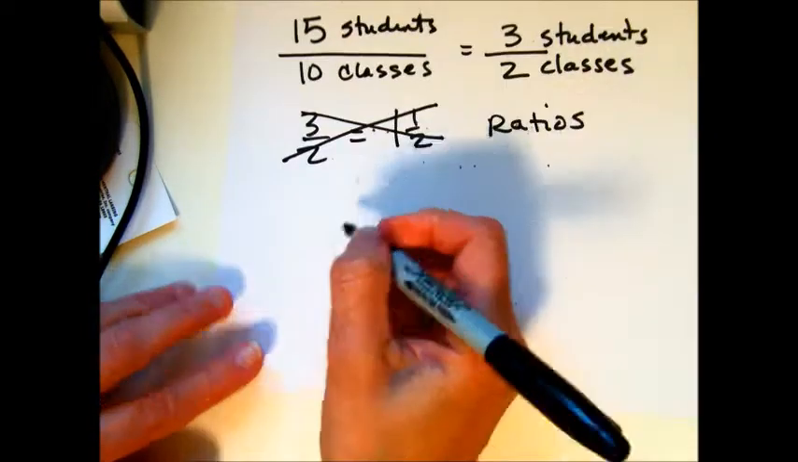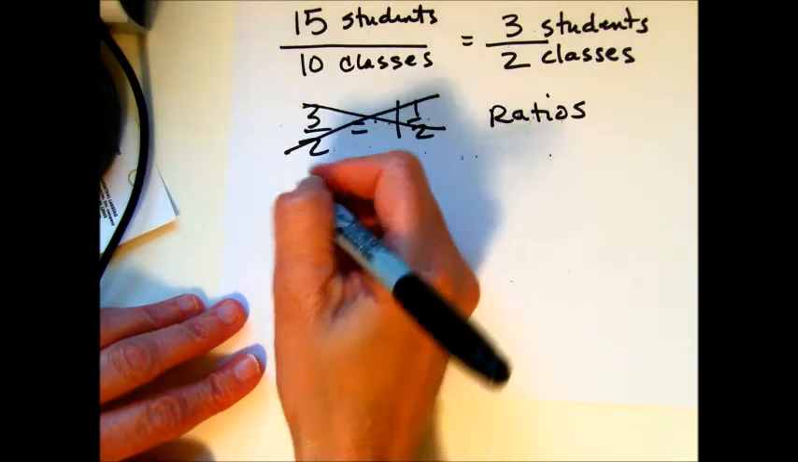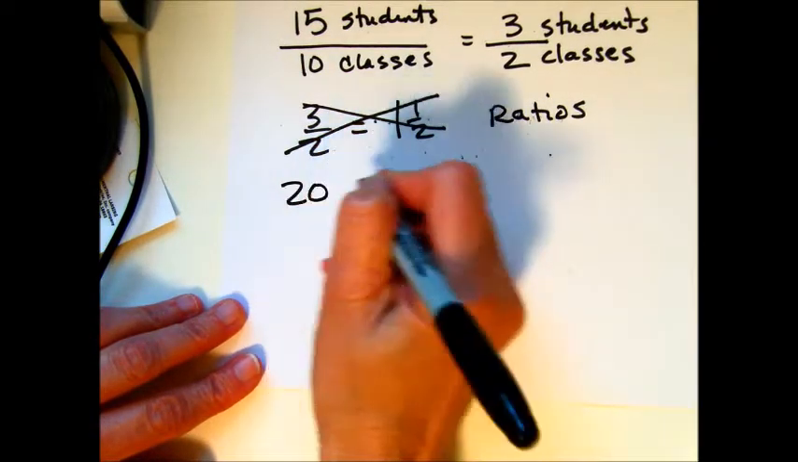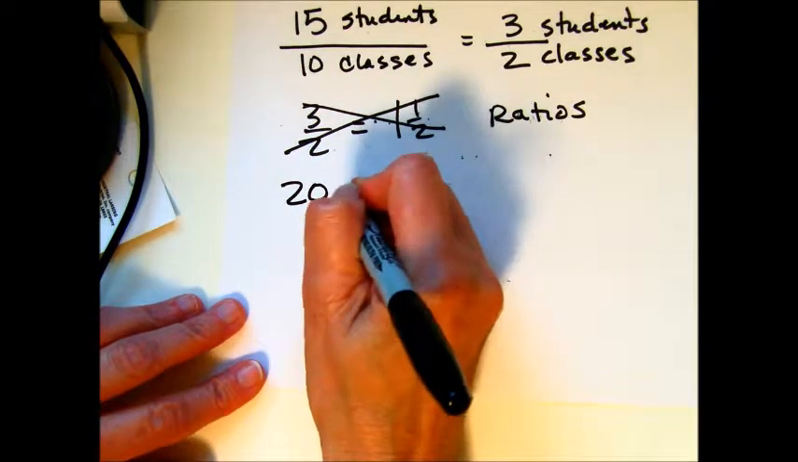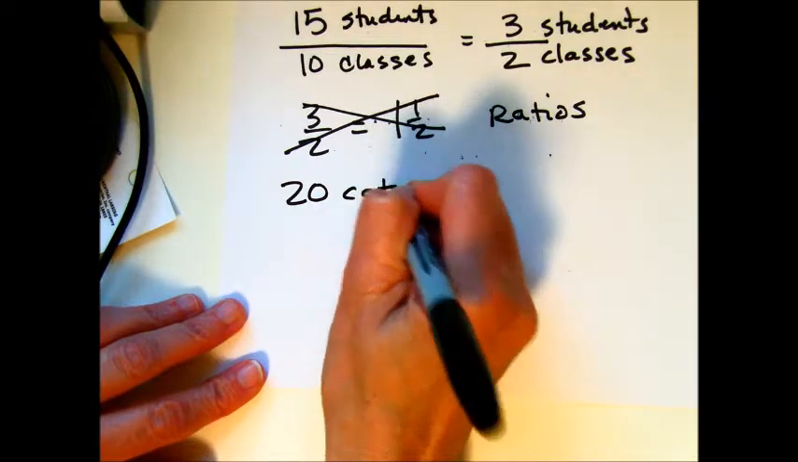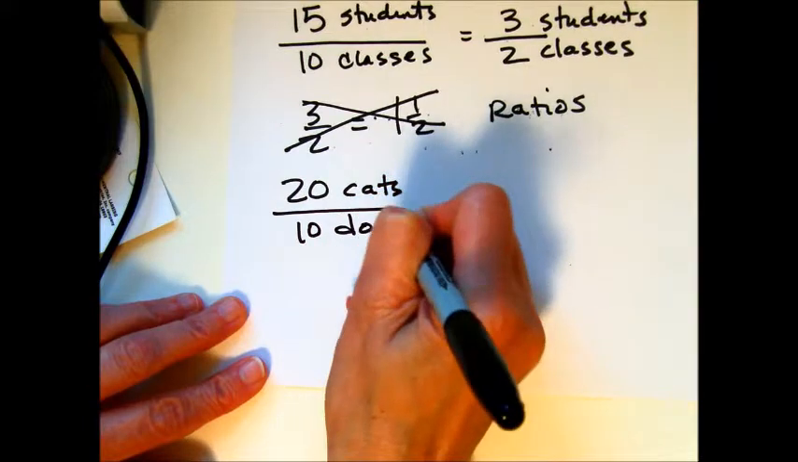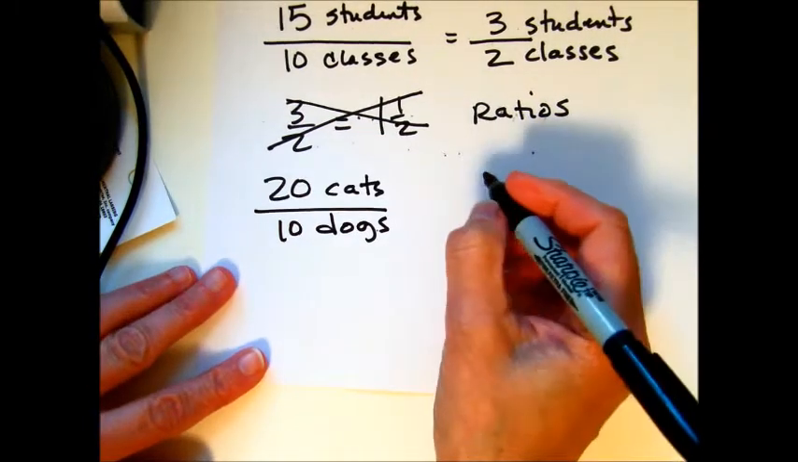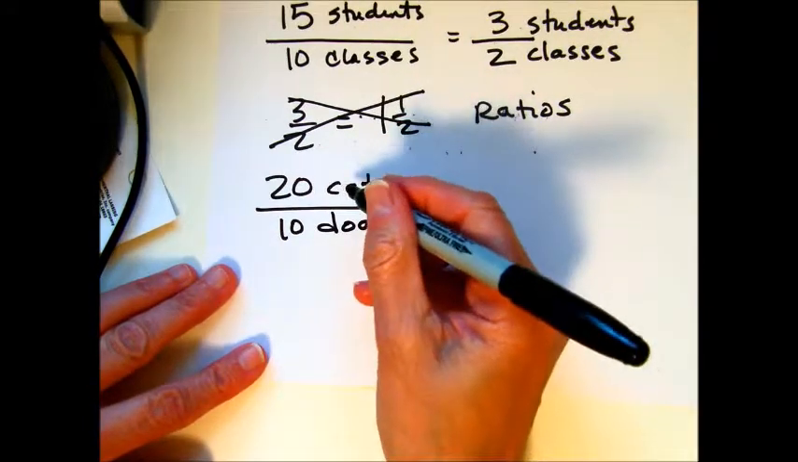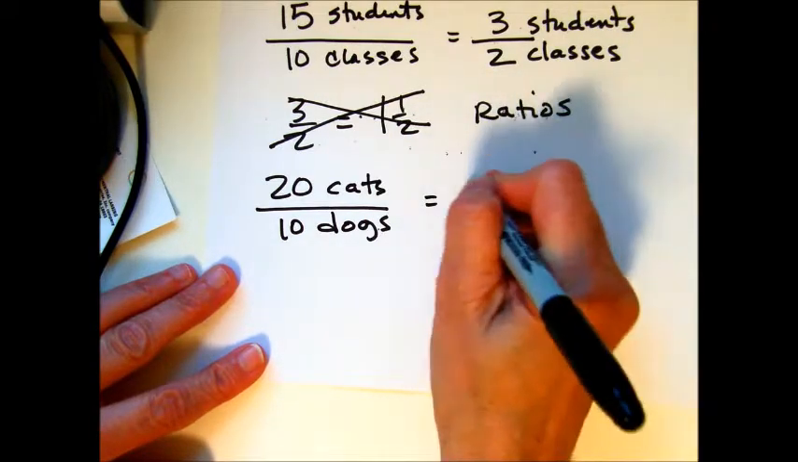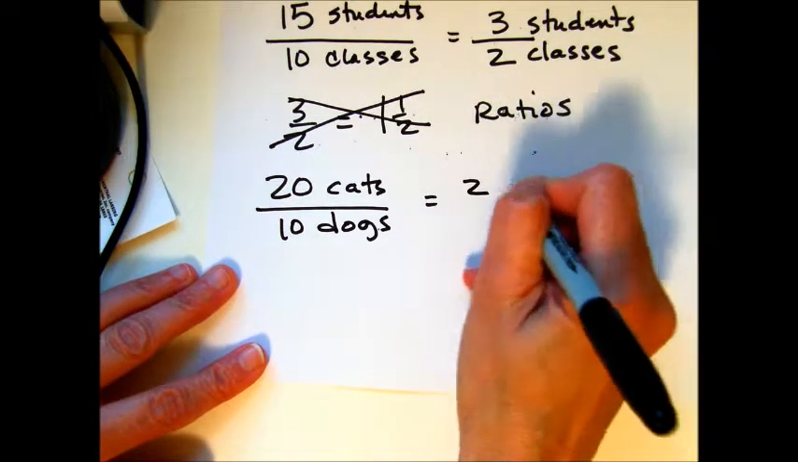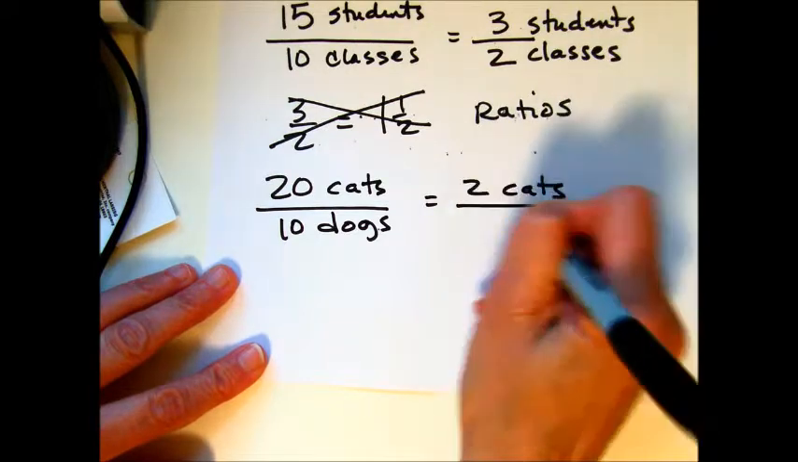Okay. Another example, say we've got 20 cats to 10 dogs in a pet shop. We're going to reduce. We can divide both by 10, and so that's going to give us 2 cats for every 1 dog.